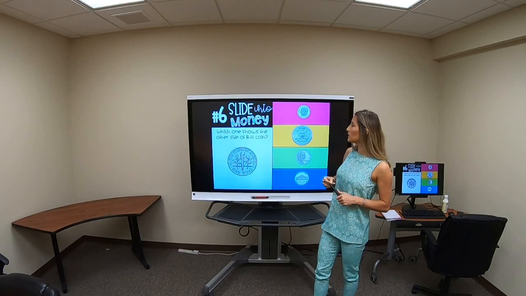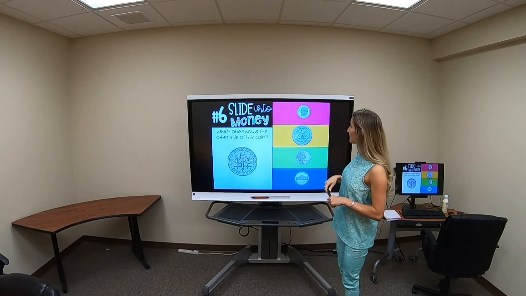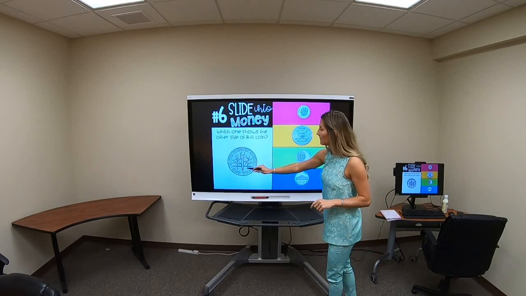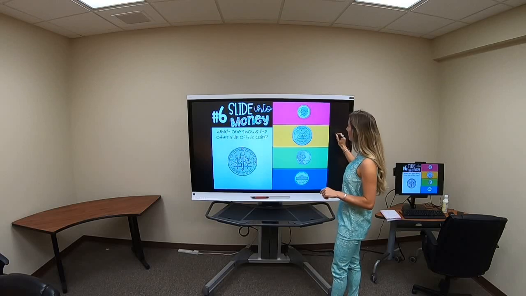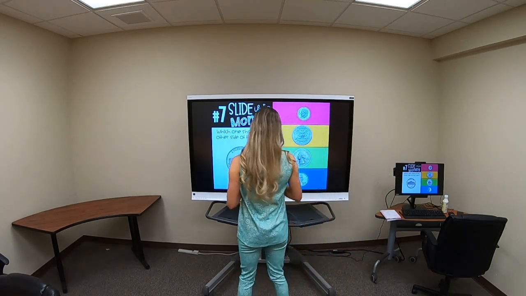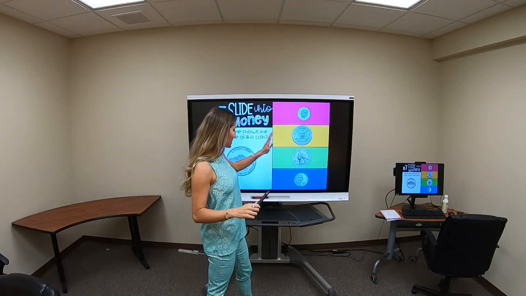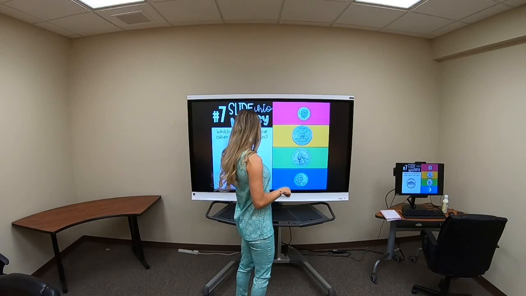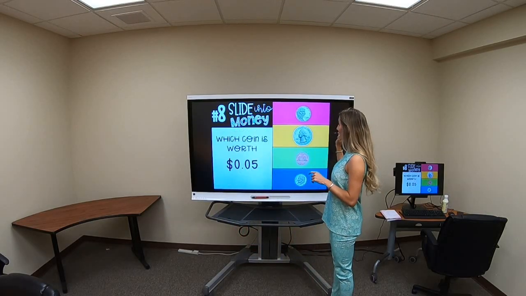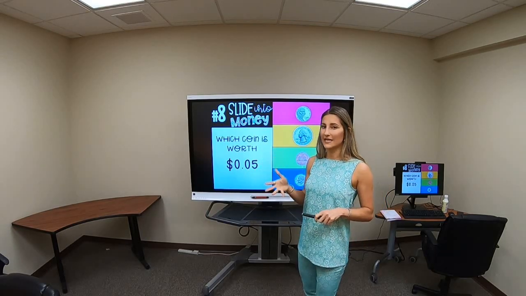Okay, number 6, which one shows the other side of this coin? It's going to be our top one. This is our dime, and it even says 1 dime on the back. Number 7, which one shows the other side of this coin? That's right, it's going to be the bottom one. That is our nickel, and on the back of it, it actually says 5 cents, how much it's going to be worth.